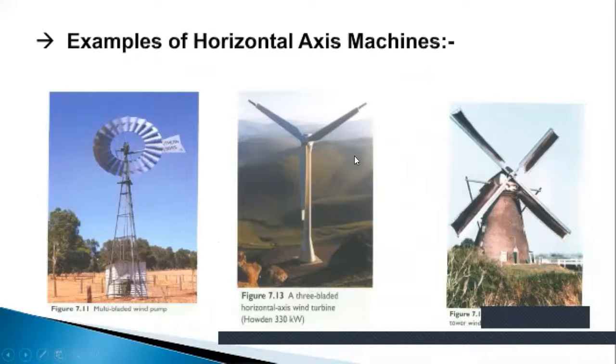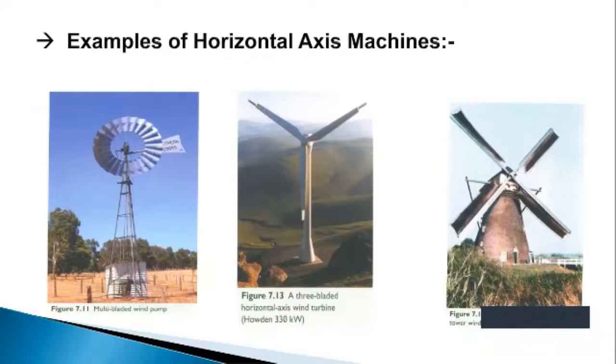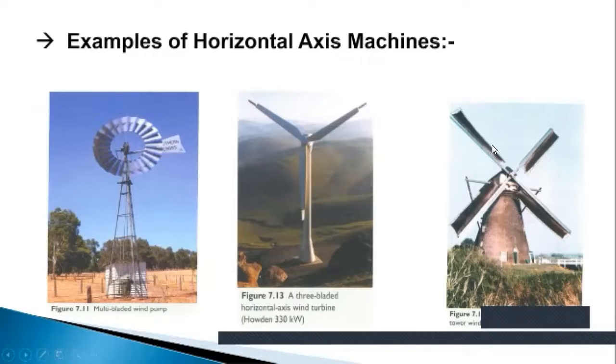Second one is the three-bladed wind turbine. It is the most commonly used turbine because, due to the three blades, the speed balance occurs very properly. And the next one is the four-bladed wind turbine. This is the most commonly used in North European countries.